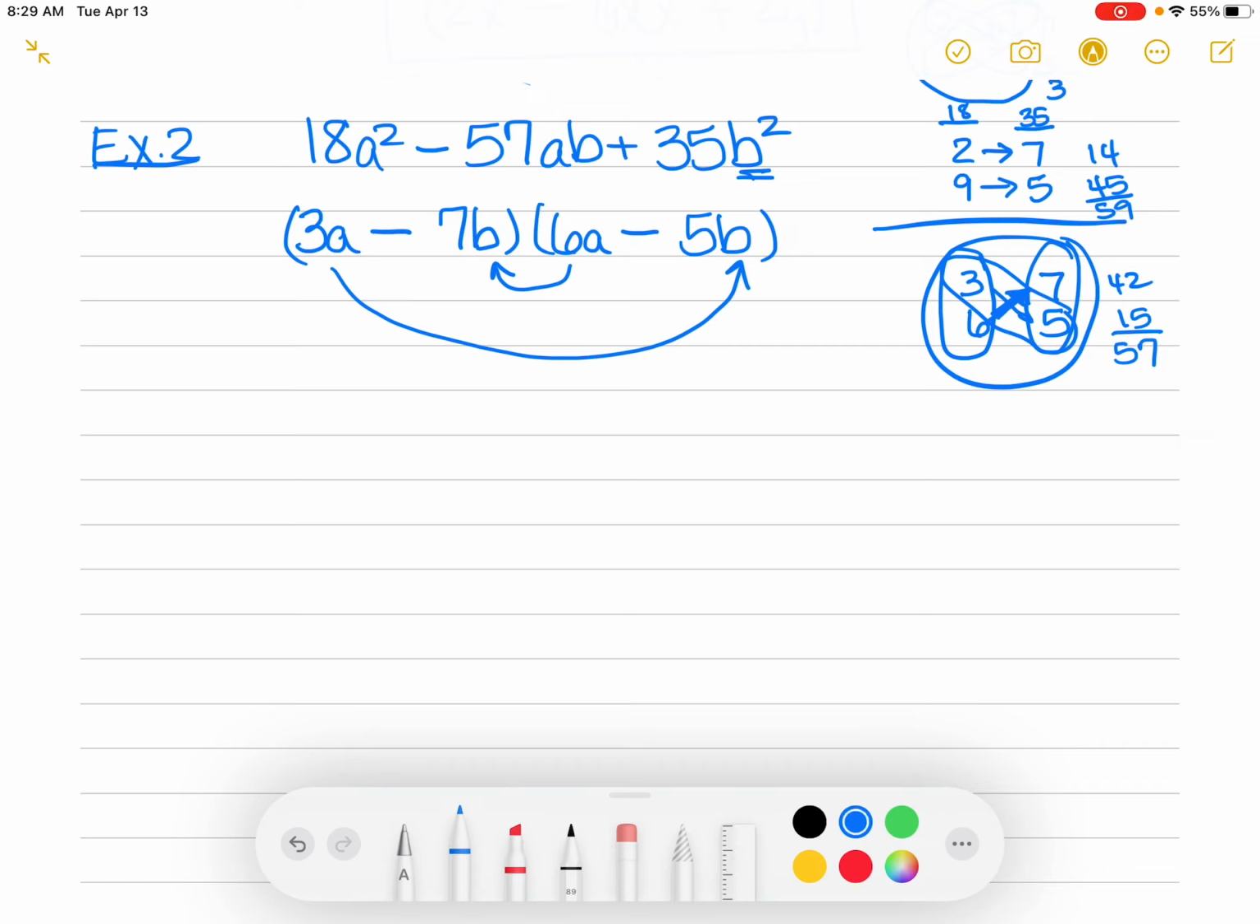And now I can check this. I have negative 42ab here, and I have negative 15ab here. I'm sorry, ab, and this should be ab. And so that gives me negative 57ab. And that is correct, right? So my answer is this.